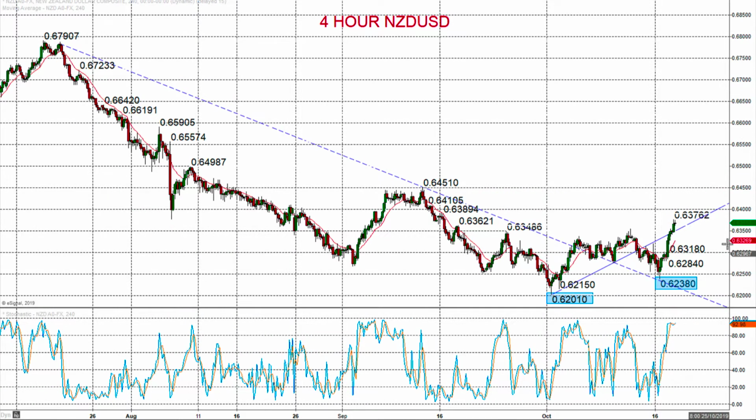For the New Zealand dollar, again strength, US dollar weakness overall. We're going into this risk on scenario, US dollar weakening in the risk on scenario, up to 63.76, risk up through there. Then we've got 63.89 and 64.10 as upside targets for the Kiwi dollar.